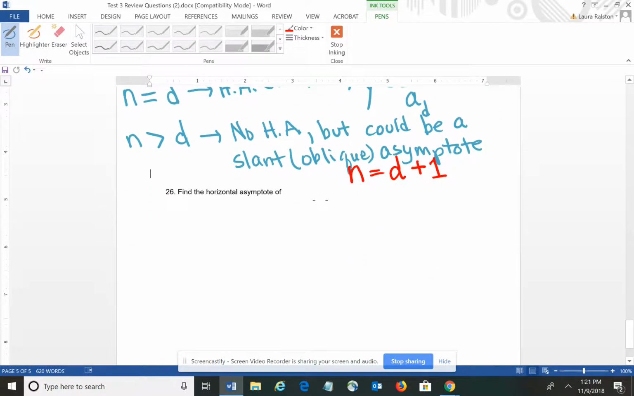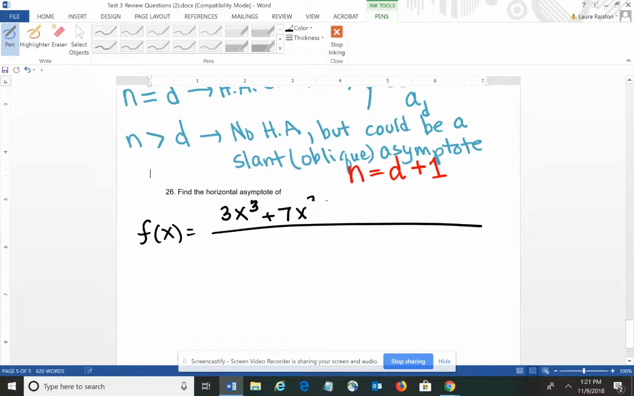So the example that they have on your review sheet says find the horizontal asymptote of the function f of x equals 3x to the third plus 7x squared plus 8x minus 4, divided by 5x to the third minus 3x squared plus 2x minus 5.